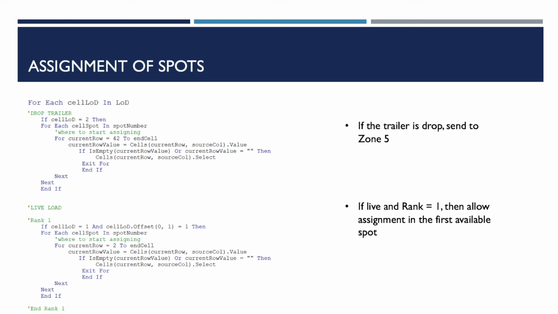Now we will begin looking at how the program works if the truck is categorized as a live load. The ranking affects the area or zone in which the algorithm may begin looking for an available spot. It is vital to remember that the lower the number spot, the more optimal the spot is. Looking at the live load, rank 1 portion of the code, we can see that if the truck category is live and the rank is 1, the system will search in the spot assignment array for the first available spot.